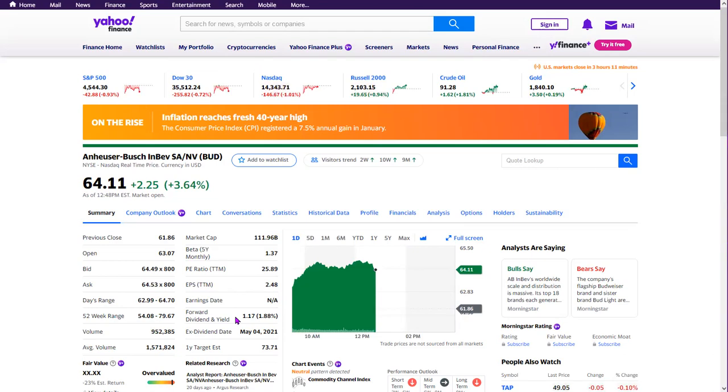There's the ex-dividend date, which in this case is May 4th. And that means if you own the stock before this date, you get the dividend. If you buy the stock on or after this date, you don't get the dividend. And then there's the 1-year target estimate. This is a guesstimate of where the price is going to be in a year. I ignore that personally.